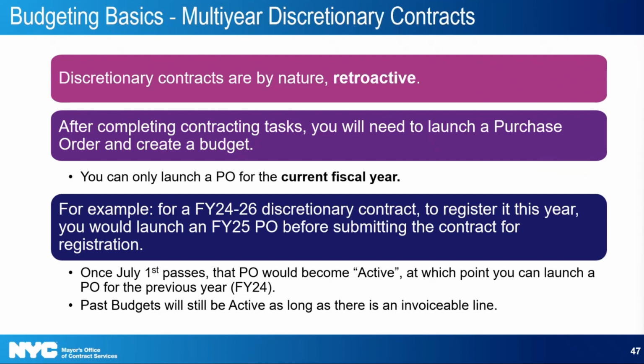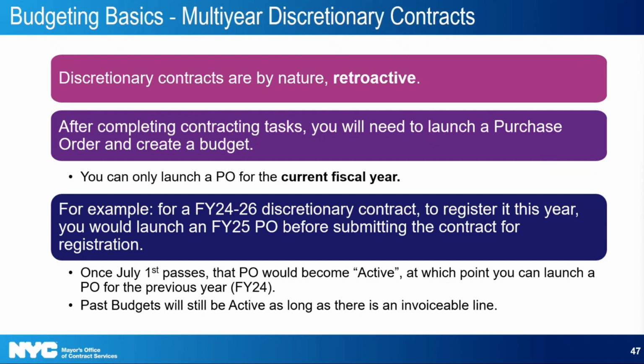For example, for a fiscal year 24 through fiscal year 26 discretionary contract, to register it this year, you would launch a fiscal year 25 PO before submitting the contract for registration. Once July 1st passes, that PO would become active, at which point you can launch a PO for the previous fiscal year 24. The PO houses the budget for a fiscal year, and one is needed for each year.